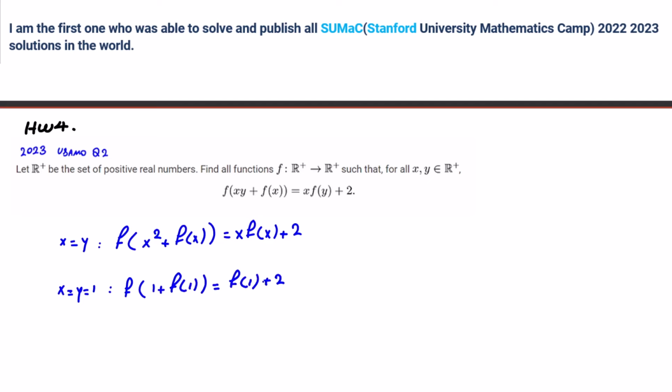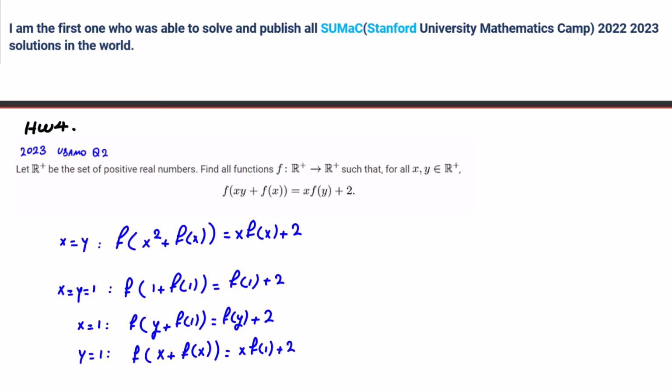Yes. Now, like the previous problem, we considered both of them 1, one of them 1. So let's take x equals 1, y equals 1. For x equal to 1, we have f of y plus f of 1 equals f of y plus 2. Yes, and if you replace y with 1, it would be f of x plus f of x equals x f of 1 plus 2.